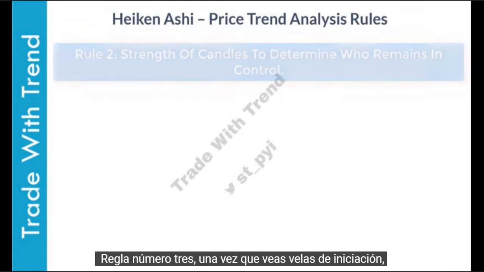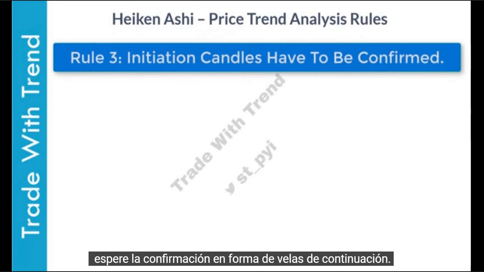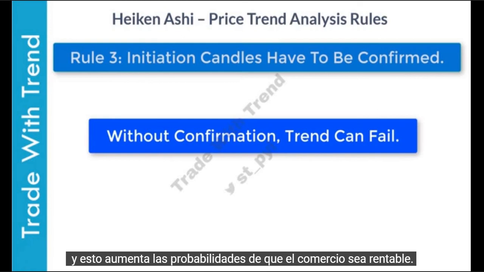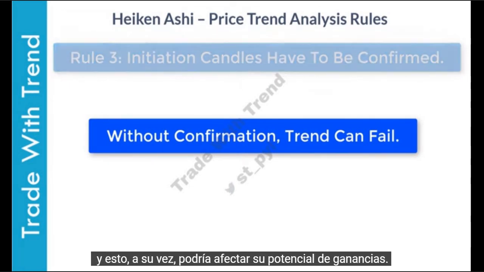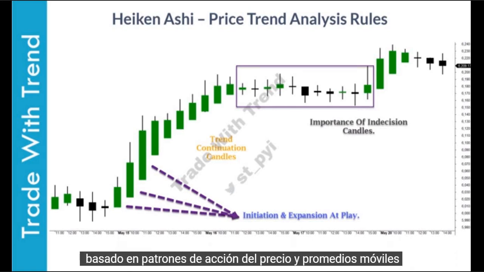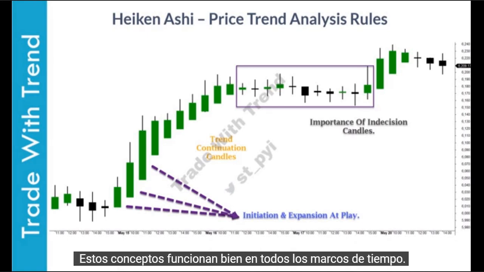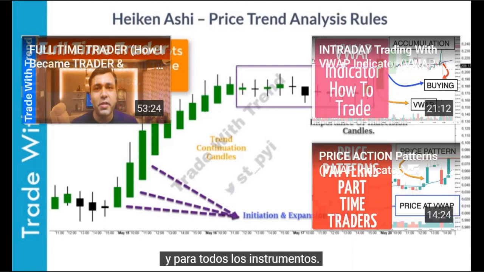Rule number 3. Once you spot initiation candles, wait for confirmation in form of continuation candles. This is an important step, and this increases odds of trade being profitable. Without confirmation, you risk entering early, and this in turn could impact your profit potential. These three rules put together will be helpful to take trades based on price action patterns and moving averages in subsequent parts. Now these concepts work well across all time frames and for all instruments.